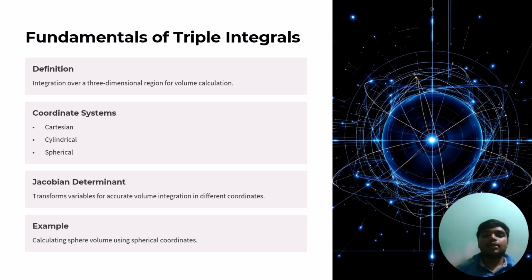Fluid mechanics. In fluid dynamics, triple integrals are used to analyze fluid flow and calculate properties such as mass flow rate and pressure distribution in three-dimensional flow fields. Example: the mass flow rate through a given volume can be calculated.